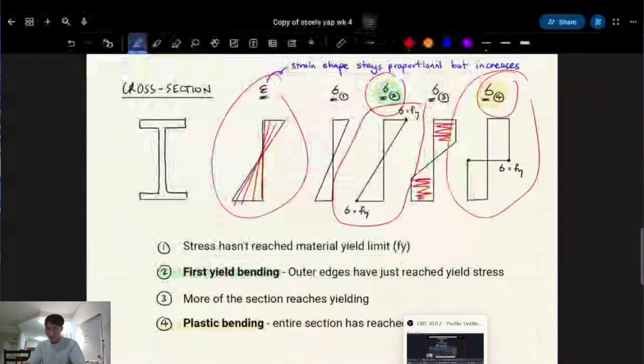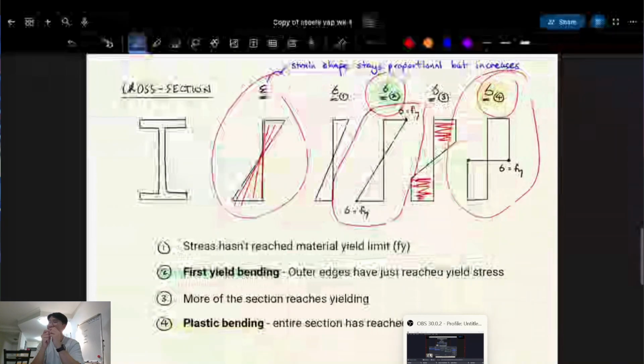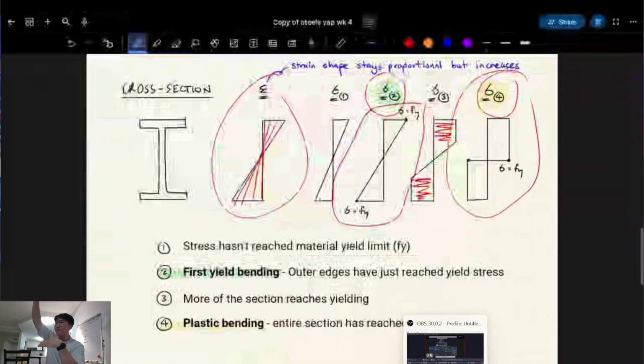So for the first yield in bending, yes, the very outer fibers are just what you said. They're plastically deformed. First yield bending just means that as soon as the outer fiber has barely reached yield. The plastic point is when the entire section has yielded, including the middle fibers near the neutral axis.